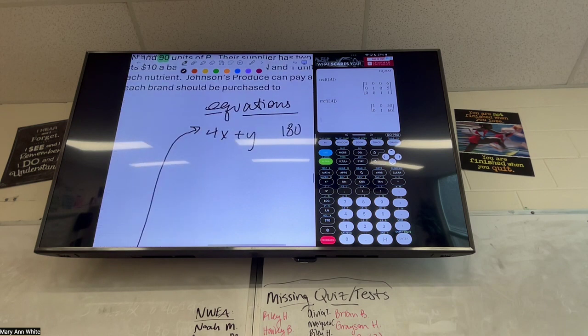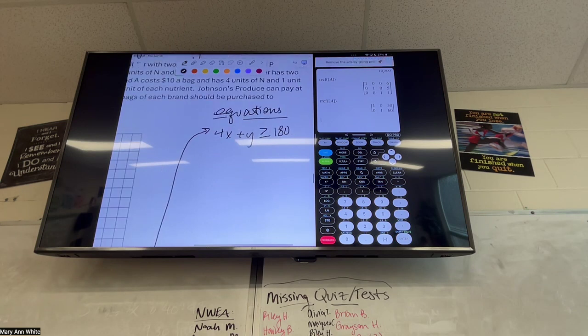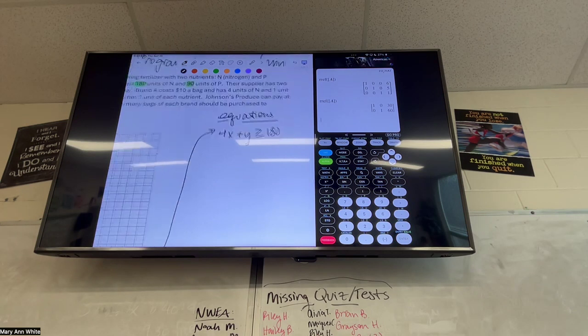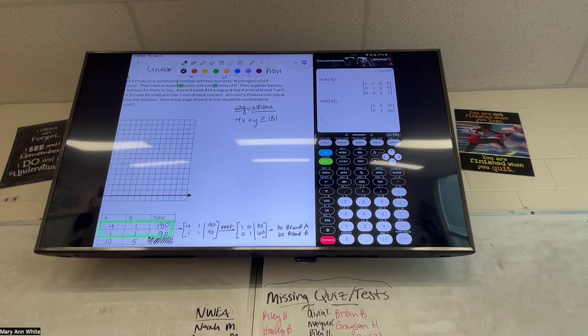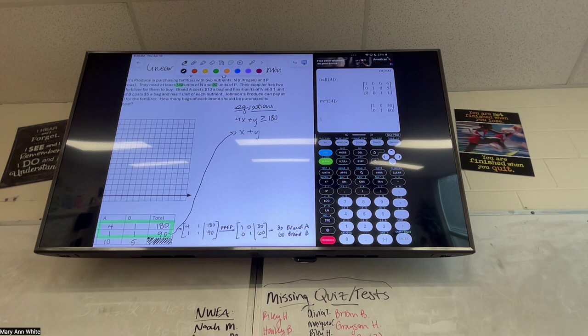Greater than. I want this to be more than 180. It's okay if it's 180, but I really would like it to be more than 180. It cannot be 170. That's not going to be okay. So that's one equation. We'll graph that in a second. The other equation is just going to come from the second line. So what will that equation be? Good. Greater than or equal to 90.